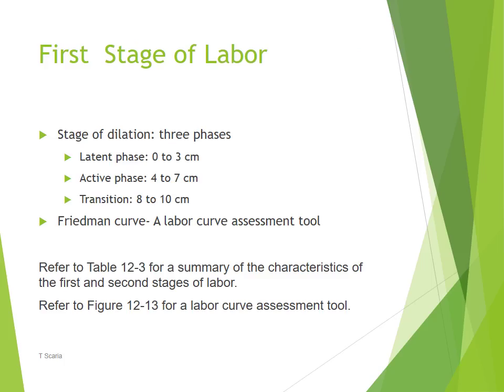The first stage of labor is from the beginning of signs and symptoms of labor to full dilation of the cervix. The stages of dilation are divided into three phases: latent phase, 0 to 3 centimeters; active phase, 4 to 7 centimeters; and transition phase, 8 to 10 centimeters. I want you to remember this, these phases are very important.